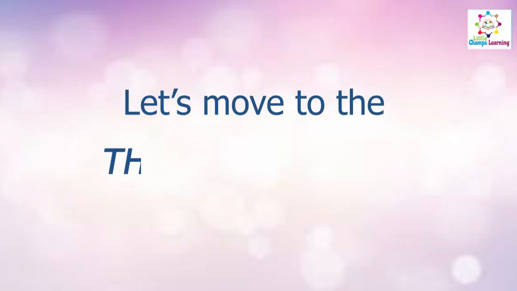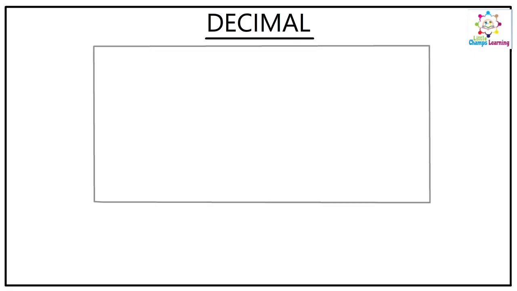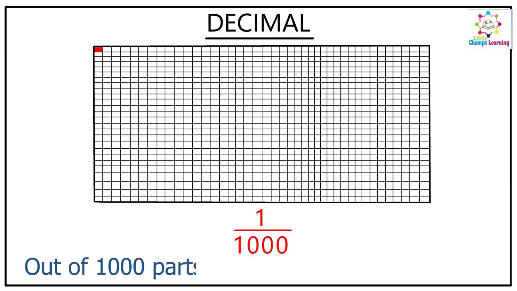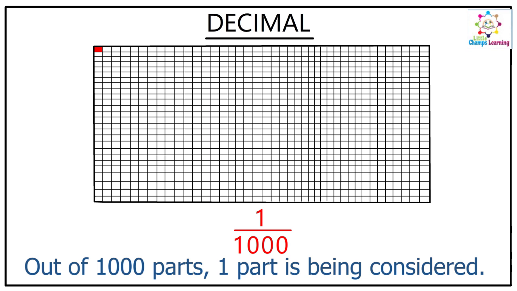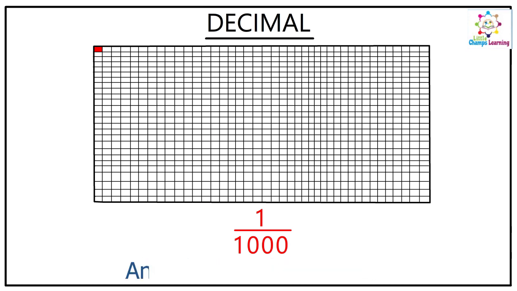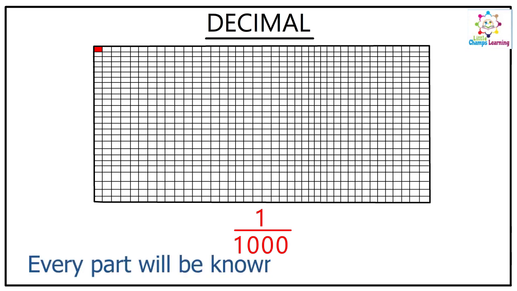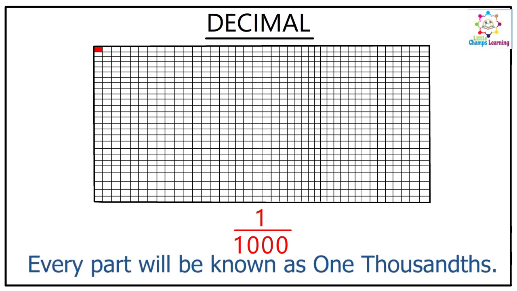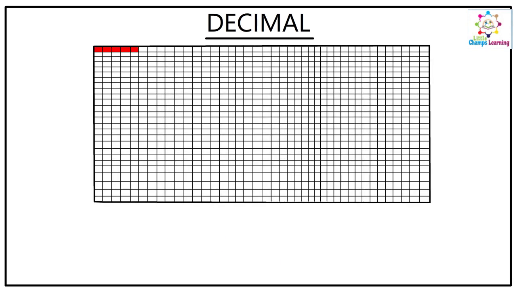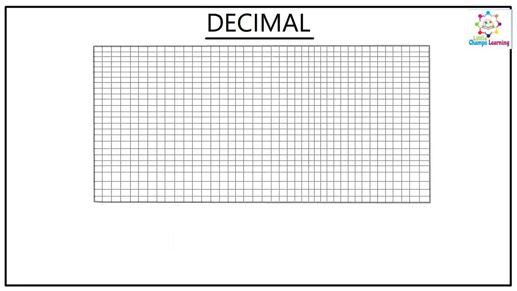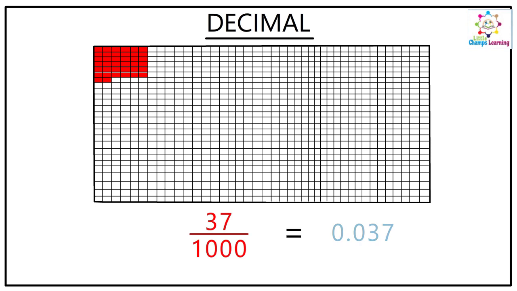Let's move to the thousandths part. It means 1 over 1000. Out of 1000 equal parts, one part is being considered. And out of 1000 equal parts, every part will be known as 1 thousandth. So we can have 5 over 1000, that is 0.005, and 37 over 1000, which is 0.037. Since there are 3 zeros in the denominator, there are 3 digits to the right of the decimal point.